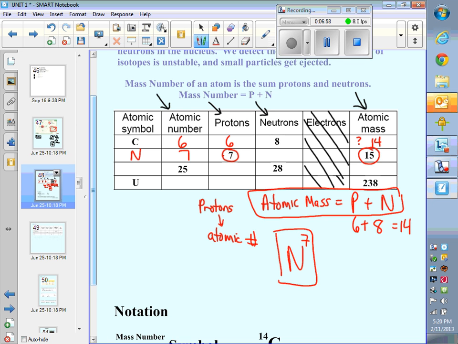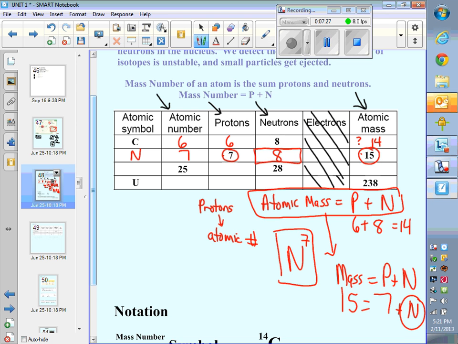Now, how do we figure out the number of neutrons? Well, we know what the mass is. So I'm going to fill in from our formula. We know the mass number is protons plus neutrons. The mass is 15. The protons are 7. What's neutrons? Well, they have to be 8, because 7 plus 8 is 15. So this one has 8 neutrons.